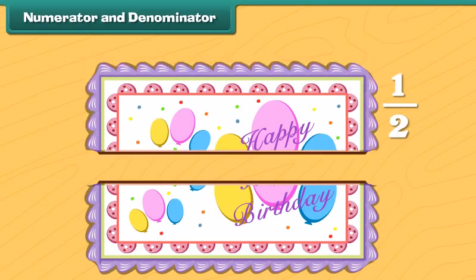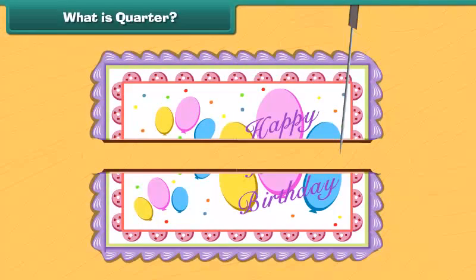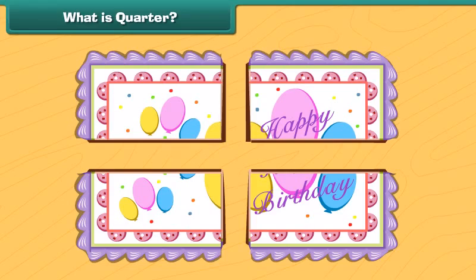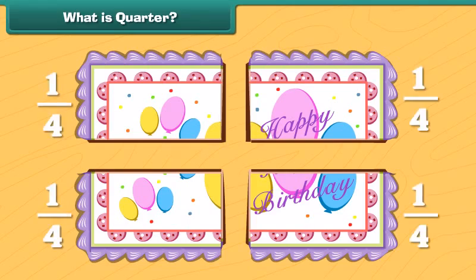So, this is 1/2 of the cake. And these are 2 halves of the cake. So, 2 divided by 2 is 1, that is 1 whole cake. Now let us cut the cake in 4 equal pieces. Each piece represents 1/4 of the whole cake. So, the fraction is 1/4. It is also called quarter.